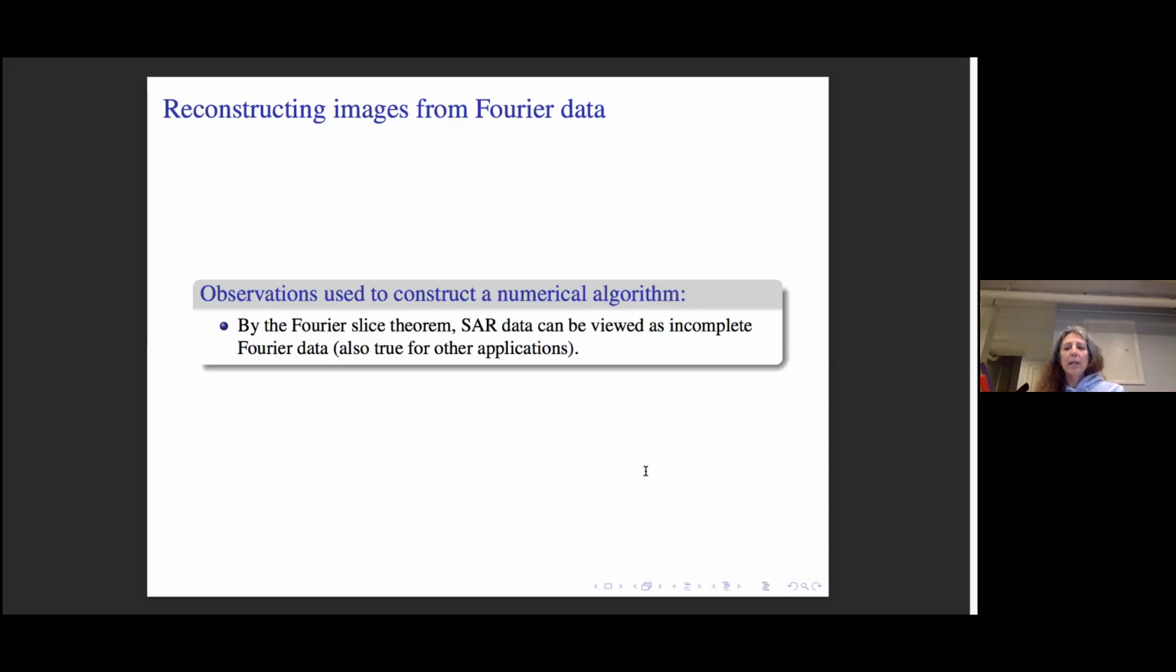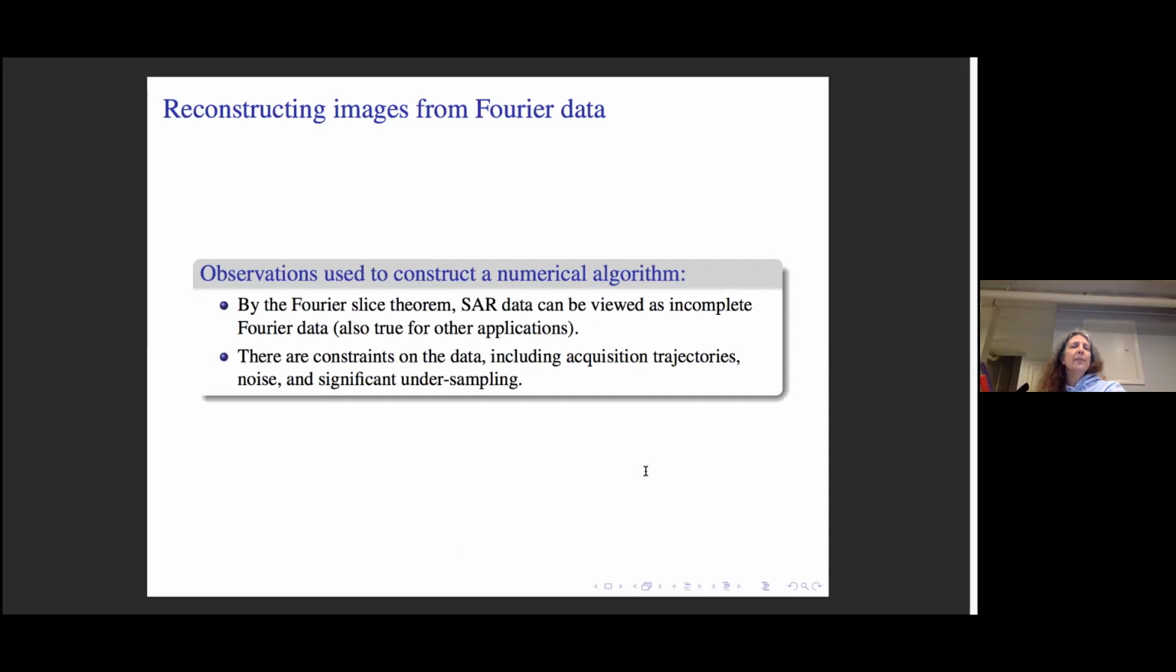And we have a lot of experience in those things because there are other applications for which this is also true. For example, MRI or ultrasound or things like that. The indirect data that you actually acquire can be viewed pretty well as incomplete Fourier data. The difference here, of course, is that the signal is complex. Of course, then there are constraints on the data, which means that you have to consider the acquisition trajectories, any kind of noise, different kinds of undersampling that may come into effect for the problem that you're solving.